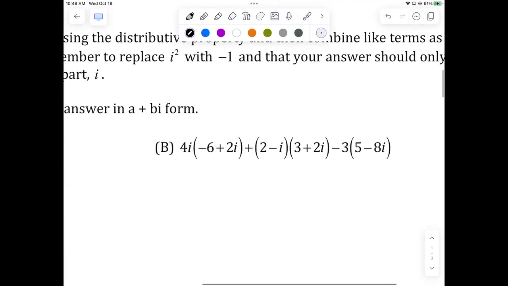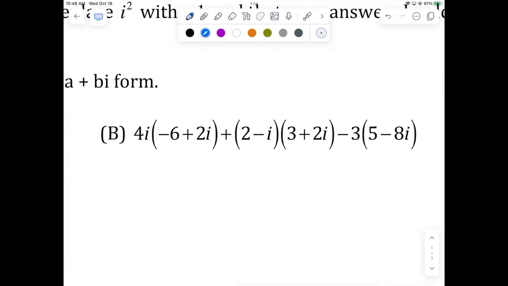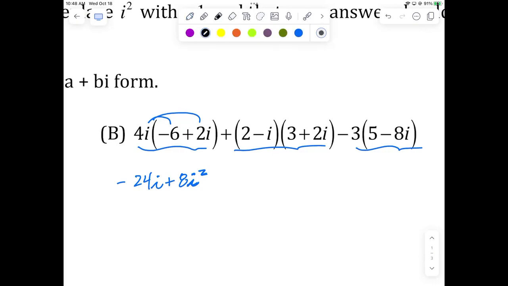All right, let's try this monster or this behemoth, right? Inch by inch, it's a cinch. I got 1, 2, I got 3 term groups. In each of those term groups, I'm going to distribute, okay? Let's do it one at a time. If I multiply the 4i in, I get -24i and then I get plus 8i squared. Don't replace i squared with negative 1 on this line. Leave it visible as i squared right here. We'll replace i squared on the next line. But you do want to make a mental note that we do have an i squared.